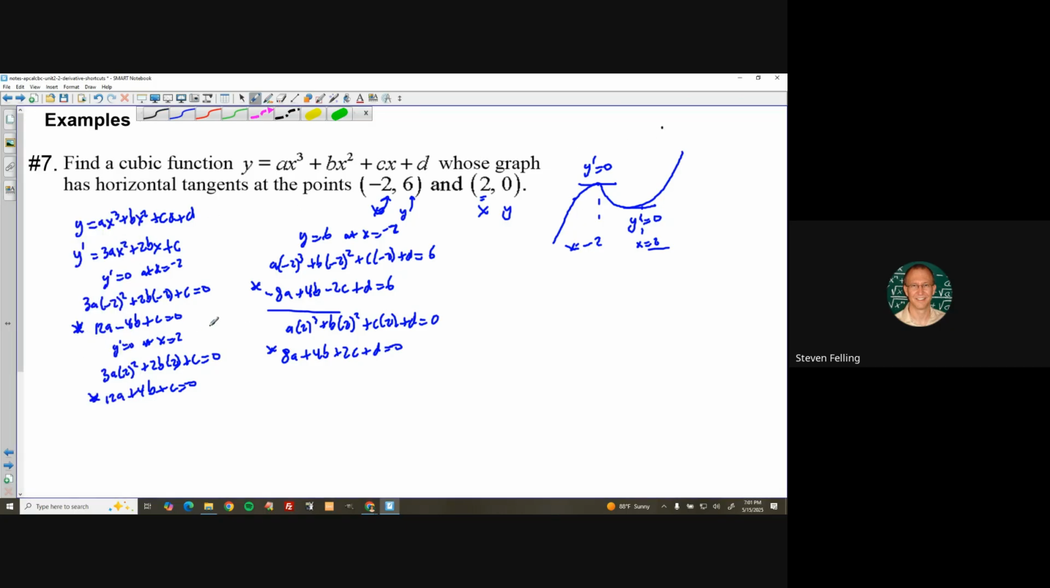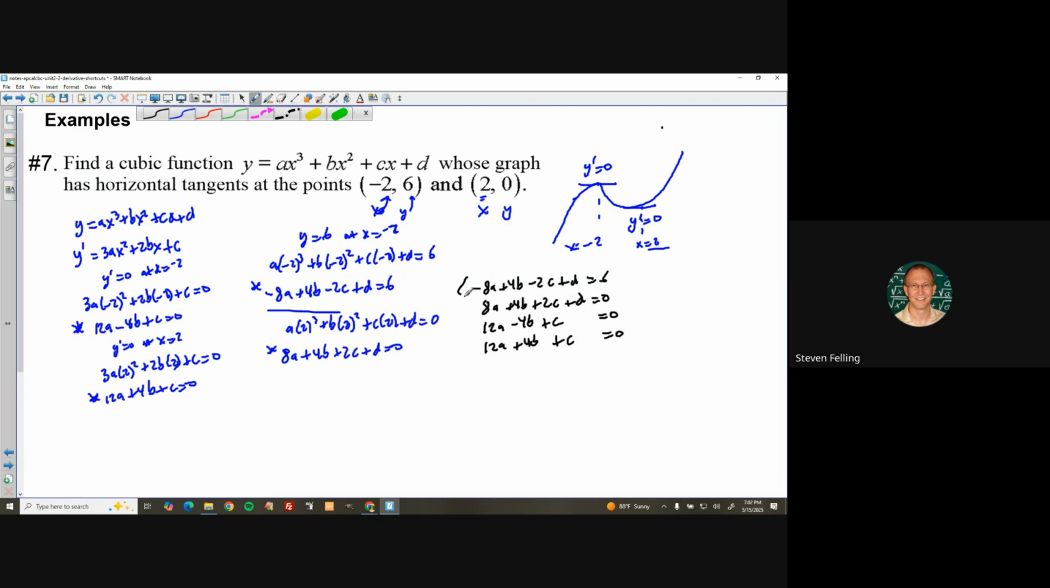Okay, so let me write the equations. I'm going to kind of line everything up here. I've got negative 8a plus 4b minus 2c plus d equals 6. This equation is positive 8a plus 4b plus 2c plus d equals 0. And I've got this equation, which is positive 12a minus 4b plus c plus no d's, has to equal 0. And this equation, 12a plus 4b plus c has to equal 0.